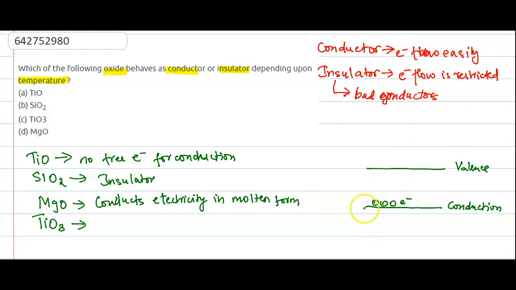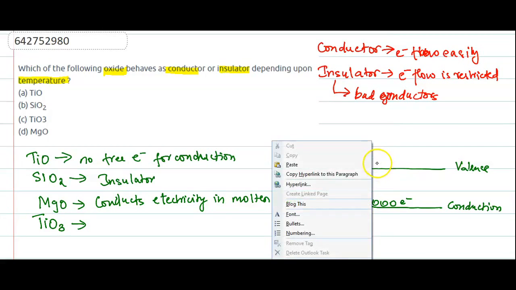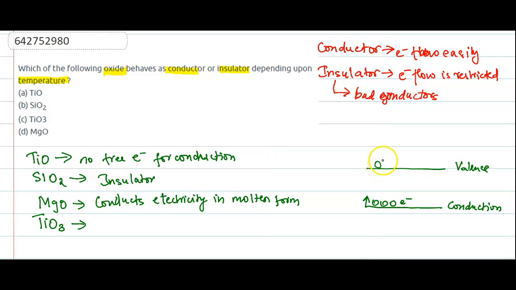What happens is, as the temperature increases, these electrons gain energy and come up to the valence band. In the valence band, they are free to move around. So as temperature increases, the conduction of this compound increases. As a result, titanate ion is one oxide that behaves as a conductor when the temperature is high and behaves as an insulator when the temperature is low.